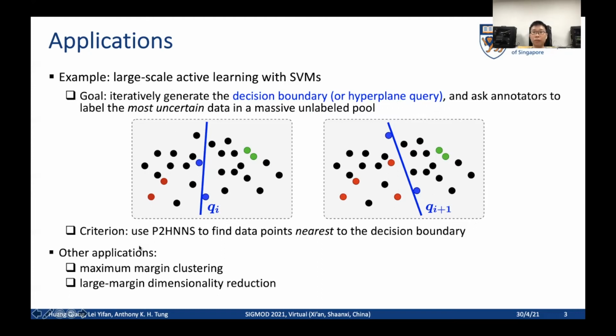This problem also has other applications such as maximum margin clustering and large margin dimensionality reduction.